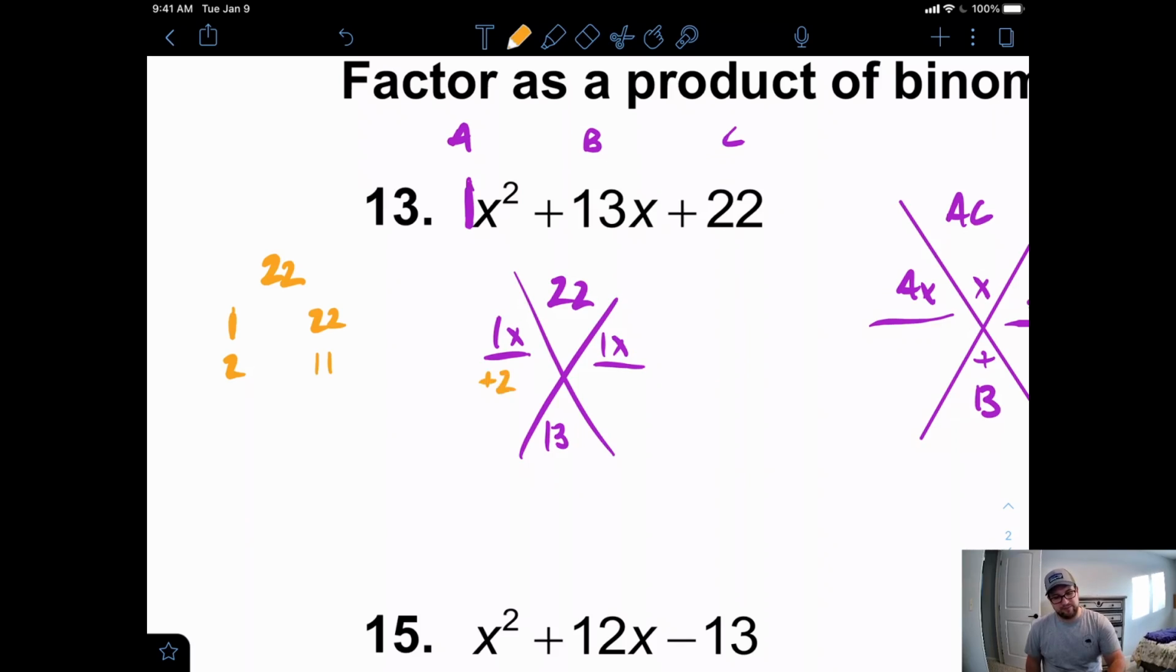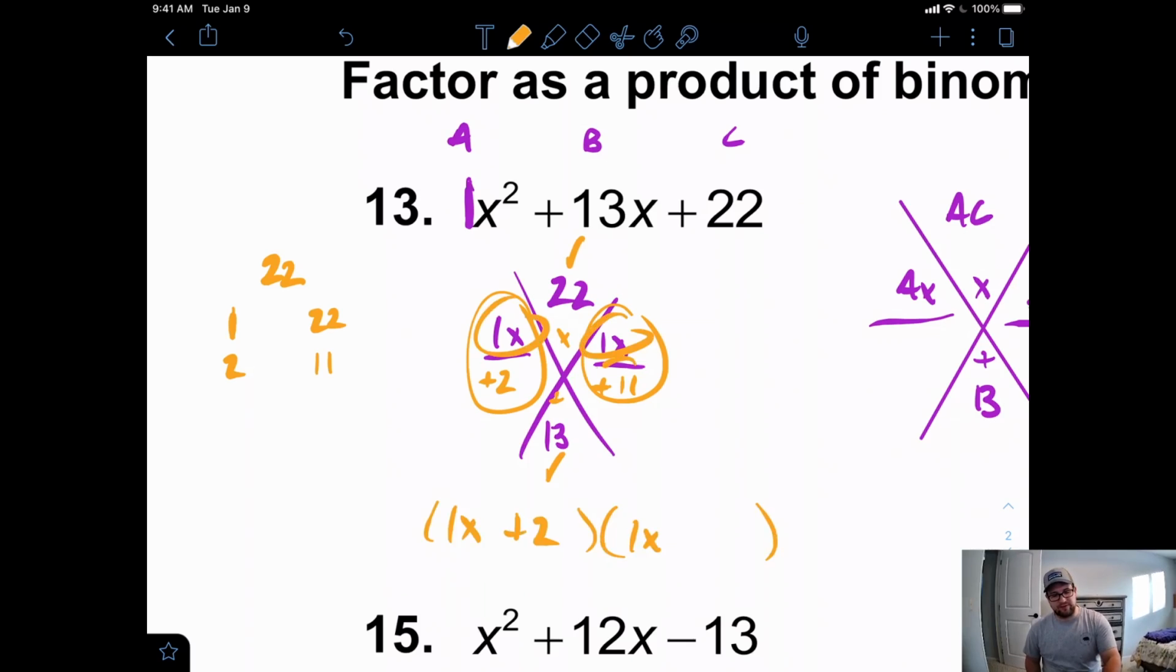If it was a positive 2 and a positive 11, positive 2 times positive 11 would give us a positive 22. Positive 2 plus positive 11 would give us a positive 13. So remember, what we do is we look to see if our fractions can be reduced. These can't. So my answer is going to be 1x plus 2 and 1x plus 11.